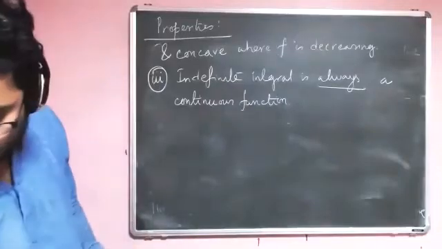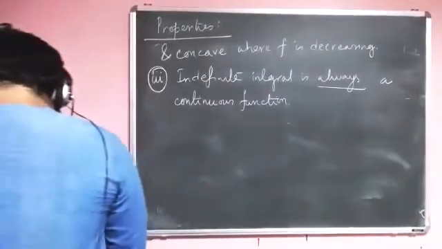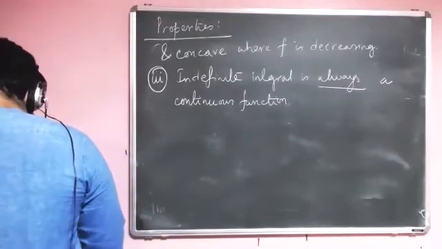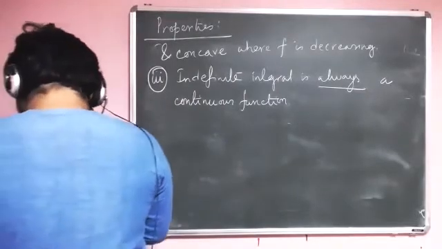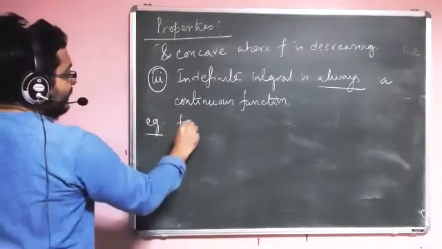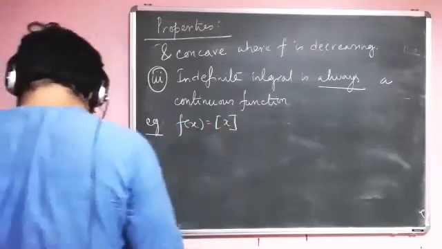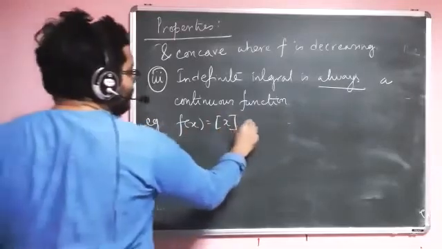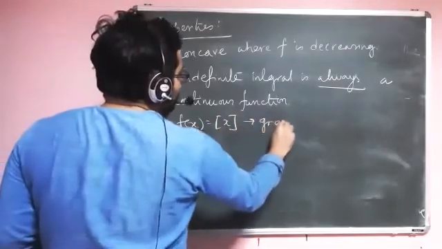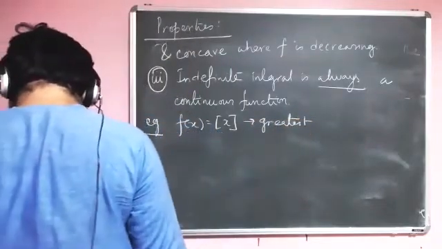Okay, and we'll take that function with which we started. So as an example, f(x) equal to box x, also called the greatest integer function.